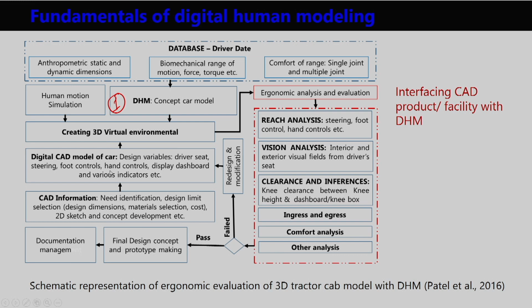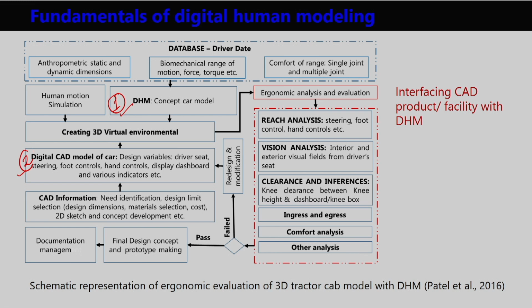Now, this information is used for various design variables: driver seat design, steering wheel, foot controls, hand controls, display board and various indicators. Based on all these individual part models, finally it is assembled and we get the car model or the vehicle model. Now, these are the two: the first one is the digital human model and the second is the car model or the vehicle model.